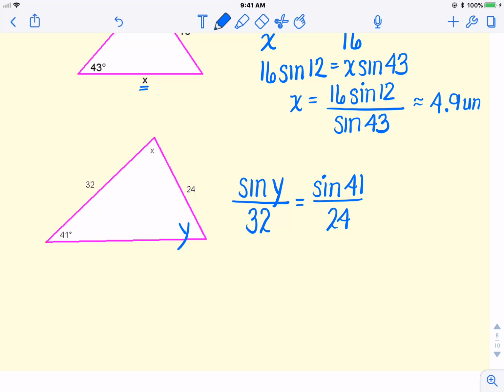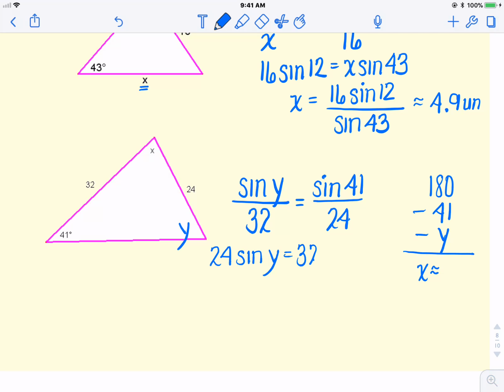And then I should be able to complete some work here to come up with the angle measure that I want. And then eventually to get the angle that was asked for, I'm going to need to do a little triangle sum. Take off the measure of angle y, and then I should be left with the measure of angle x. So that's my main plan. So let me go back to my law of sines setup. So I will have by cross products 24 sine of y is 32 times sine of 41.